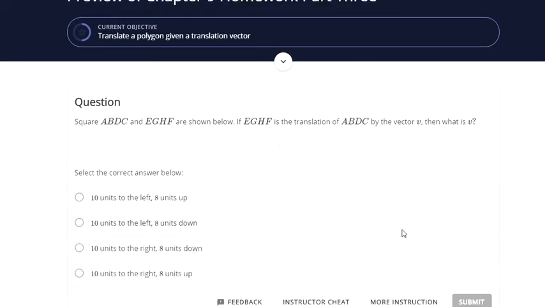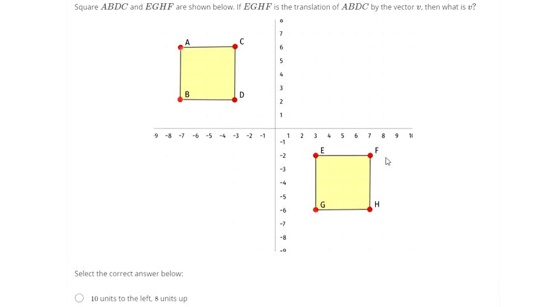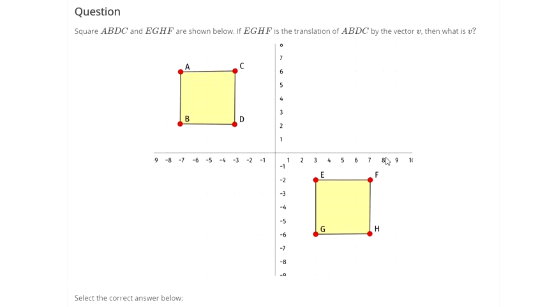Let's see if I can do another one from this topic. A, B, D, C, and E, G, H, F are shown below. If E, G, H, F is the translation by the vector V, then what is V? So we just need to say how many units left, how many units up, or something. So this one in the bottom right is the translation. So that means we're talking about how did this one move. And just focus on 1 point.